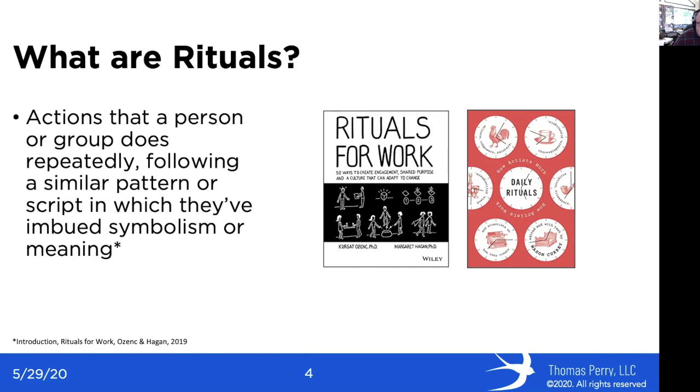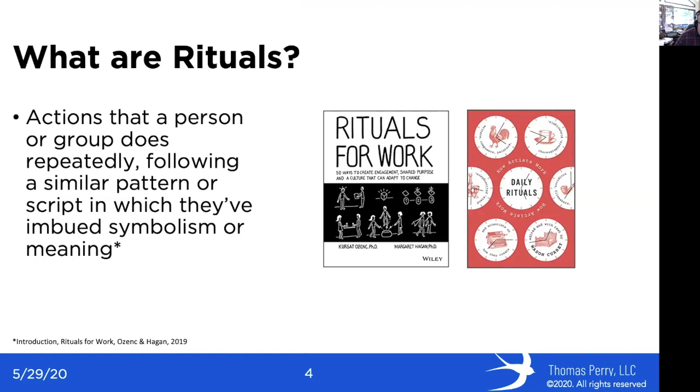I want to start off by saying that a lot of the material here that I'm going to share with you is from this book, and I really can't recommend it highly enough. If there was one book that I really enjoyed getting most recently, it's this Rituals for Work book. I think these folks are really on to something here, and I like what they're doing.